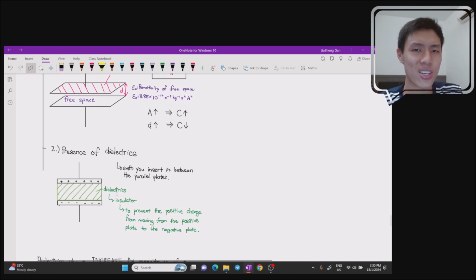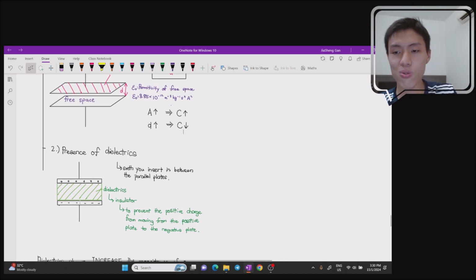And this dielectric, if you think logically, has to be an insulator. It cannot be a conductor. Why can't it be a conductor? Because if it's a conductor, then you cannot hold positive charge at one plate and negative charge at another plate. What happens is the positive charge will just move over and cancel out, and then everything goes back to neutral.